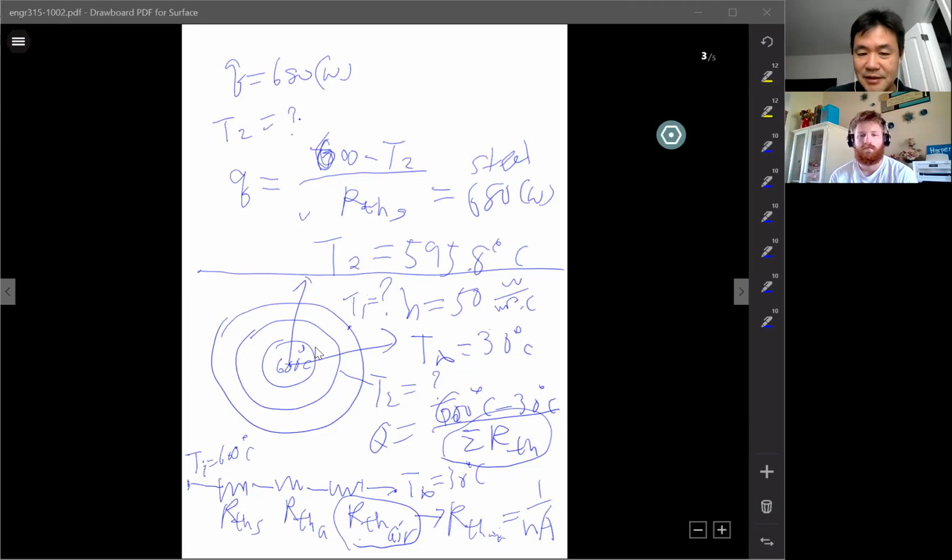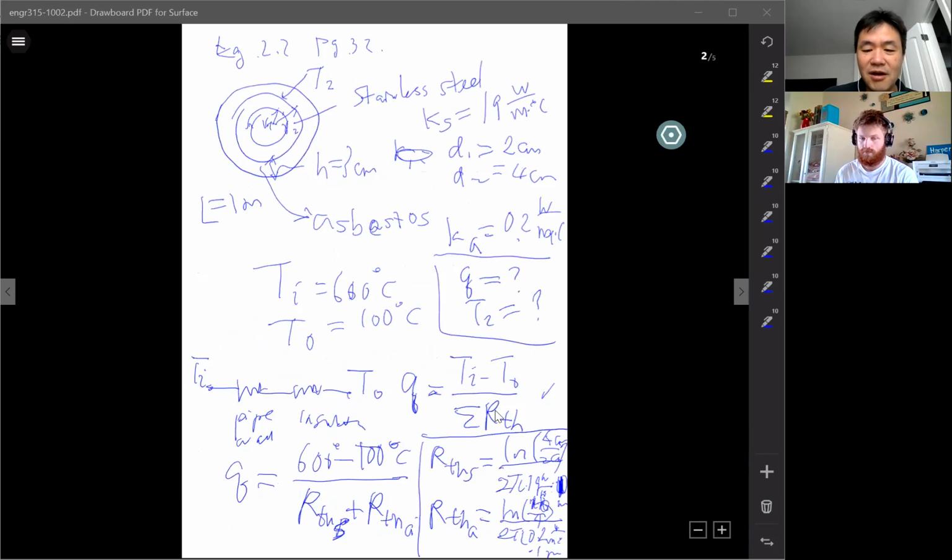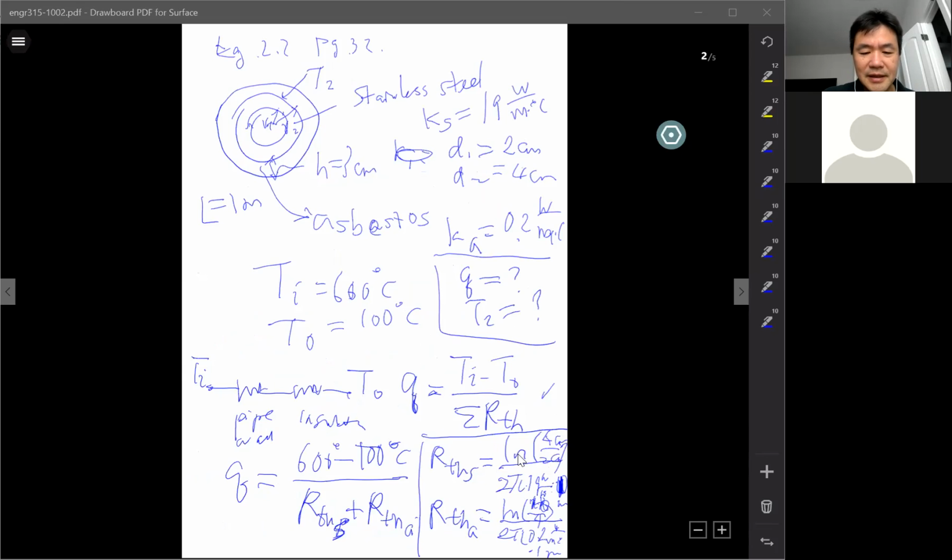Delta X, the thickness, divided by what? Let's look at the previous slides. It's log, it's not delta X. Delta X is the XY coordinate. It will be log of outside diameter over inside diameter, then divided by the area, right? And the K. Okay, so that's the thermal resistance.